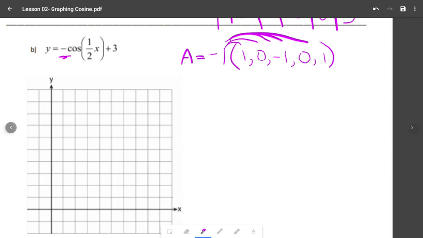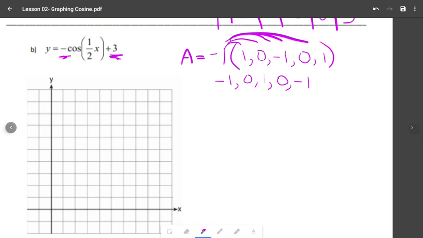So negative 1 times 1 is negative 1. Negative 1 times 0 is 0. Negative 1 times negative 1 is positive 1. Negative 1 times 0 is 0. And negative 1 times 1, negative 1. Now, these are giving me my y values. Remember, your vertical shift also affects your y values.